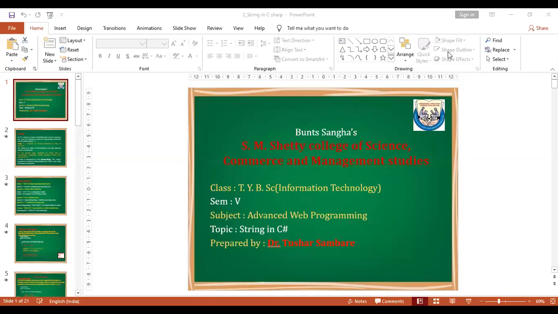In previous lectures, we have started with the string operations. In this lecture, we are going to move forward by exploring several other functions provided by .NET C Sharp for us.